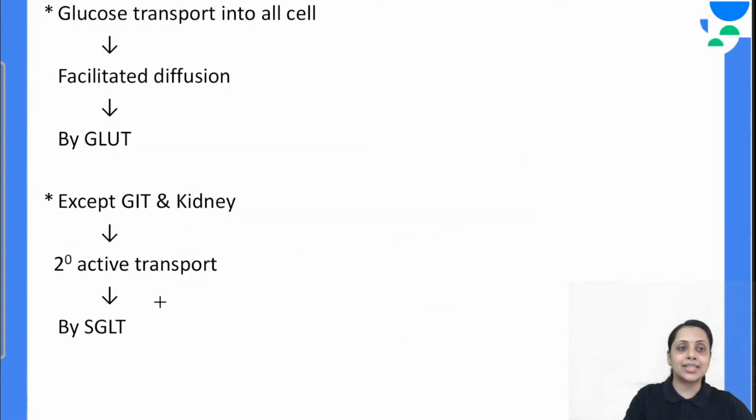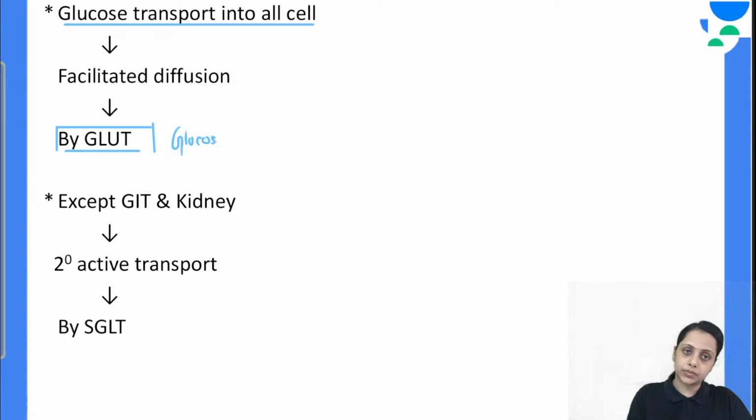So moving further, this is very important. Glucose transport in all the cells occurs via the glucose transporter. Different types of glucose transporters are there. So glucose transport in all of the cells occurs via this glucose transporter, and this glucose transporter is an example of facilitated diffusion.